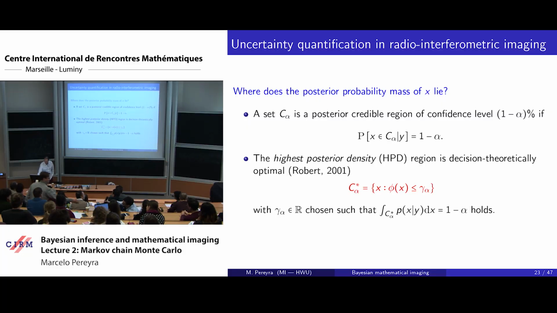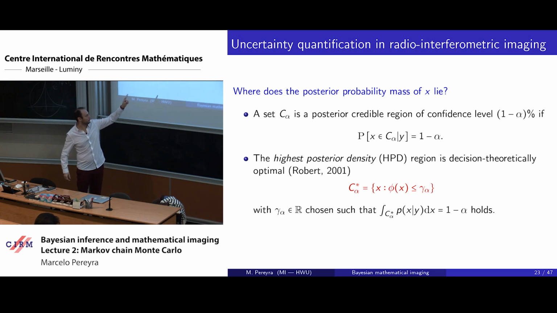Yes. So what I have to do is find gamma. What I do is I get all my samples, and then I find the value of phi of x at each sample. I look at the histogram of that, and then I take the 99% quantile, for instance, and by definition, that gives me a value gamma such that 99% of the samples have a phi that is smaller than that, and 1% is higher. And that's how you get gamma.